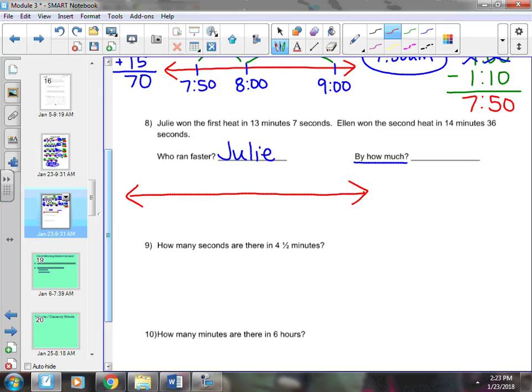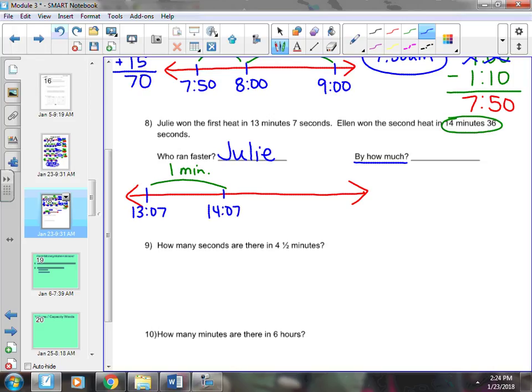Okay. So I'm going to start at the lower time, which is Julie's time. 13 minutes, 7 seconds. I think I'll show it like that. And I need to jump until I get to Ellen's time. And how much I jump is the difference between the two. So I'm going to jump a whole minute. And if I jump a whole minute, instead of 13 minutes, 7 seconds, now I'm at 14 minutes, 7 seconds.